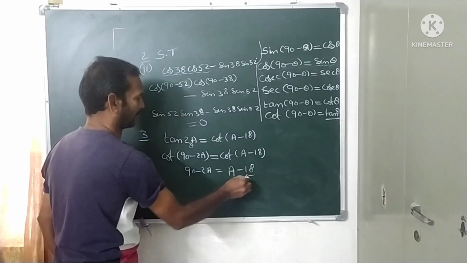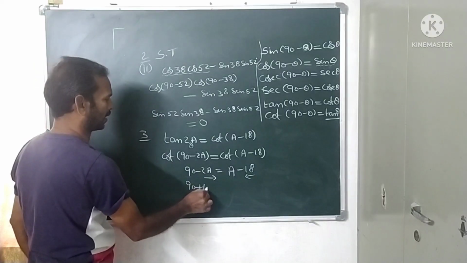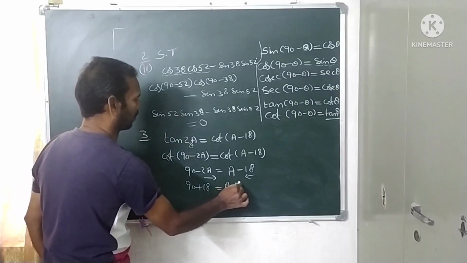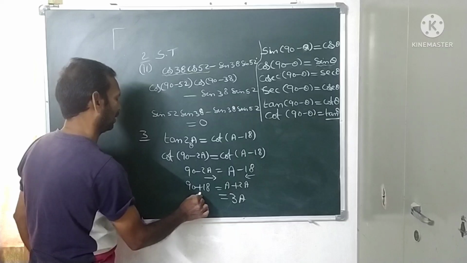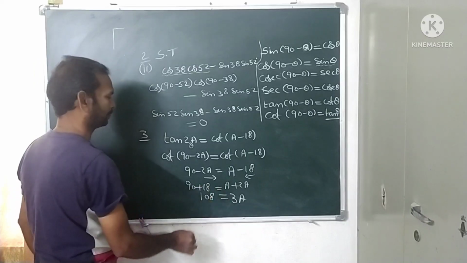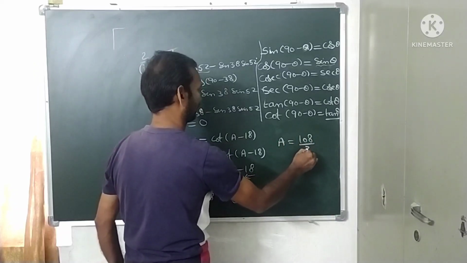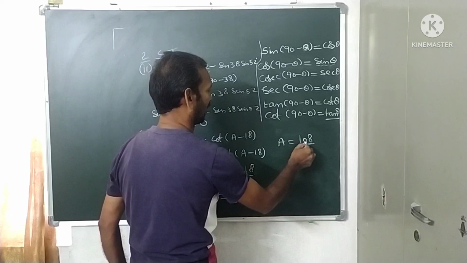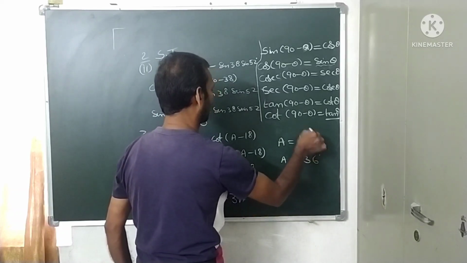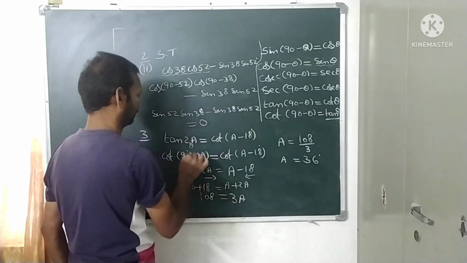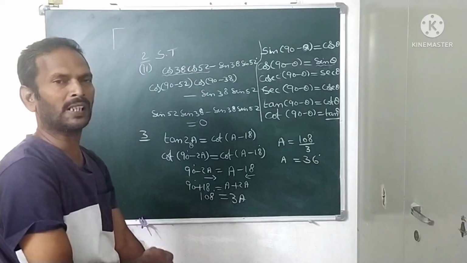This 18, left hand side, 2a RHS side. 90 plus 18 is equal to a plus 2a. 3a is equal to 108. A is equal to 108 by 3. 3 3 is 9, 3 6 is 18, so 36 times. So A is equal to what? 36 degrees. All degrees only. Okay, this example problem also completed like the same model.